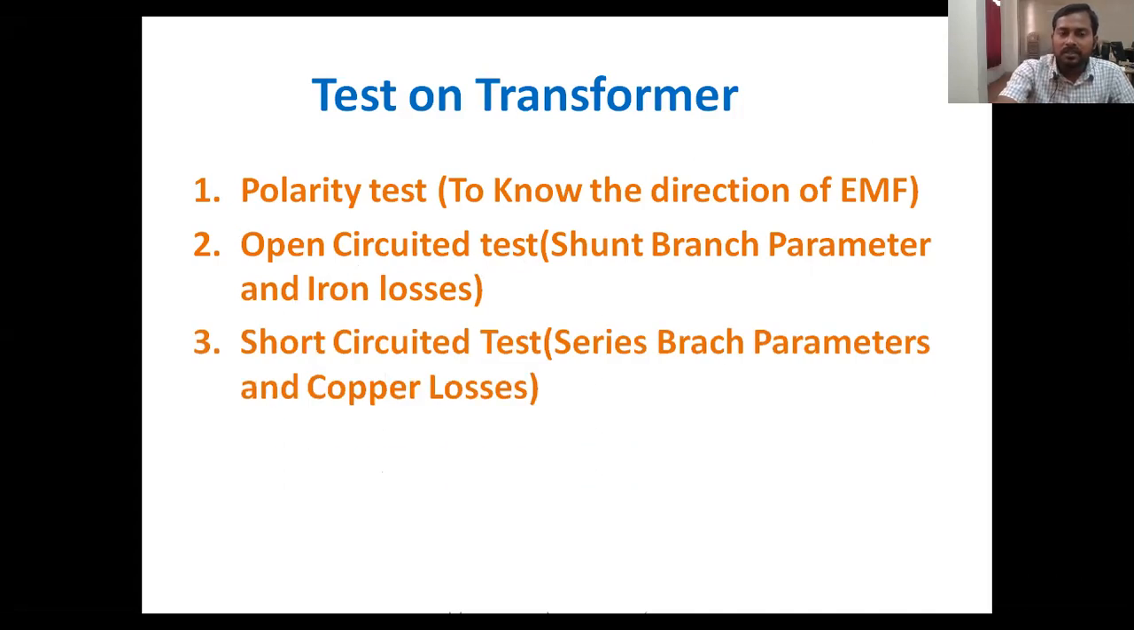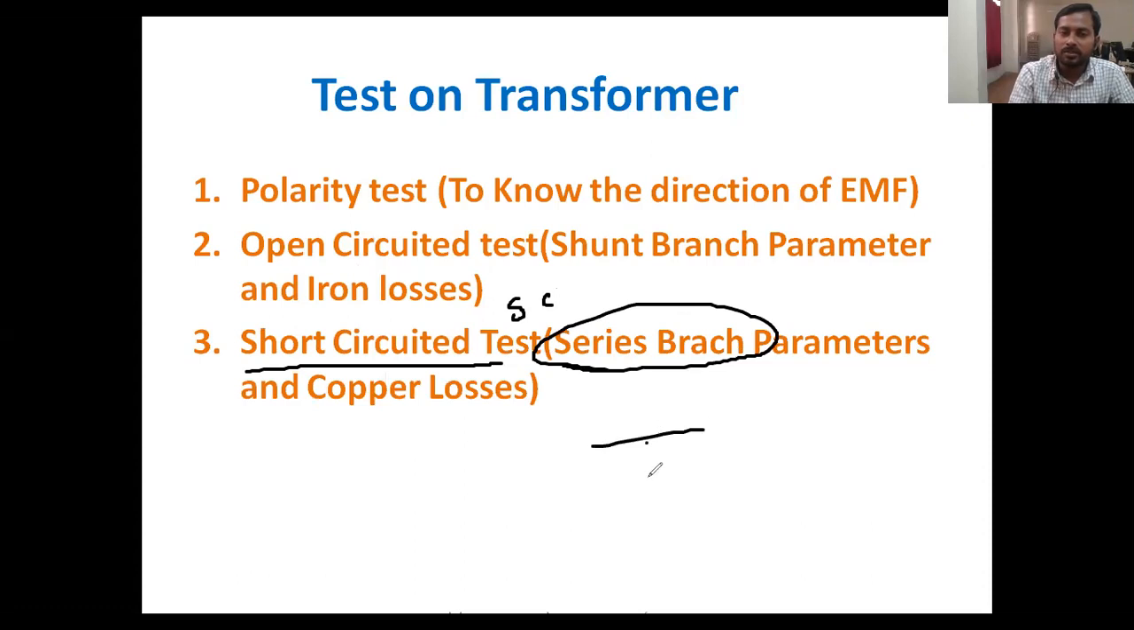The test is the short circuit test, also called the SC test. By using this, we can find the series branch parameters. This is the shunt branch, and a series branch is also available like this: R1, X1, or if you refer to the primary, that becomes R01, X01, Z01.